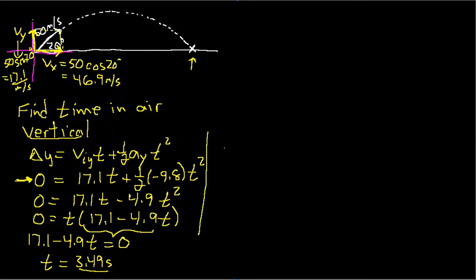The final velocity in the y, let's call it v final in the y, is always going to be equal to the initial velocity in the y plus acceleration in the y times t. So v final equals v initial plus at, talking about the y direction.